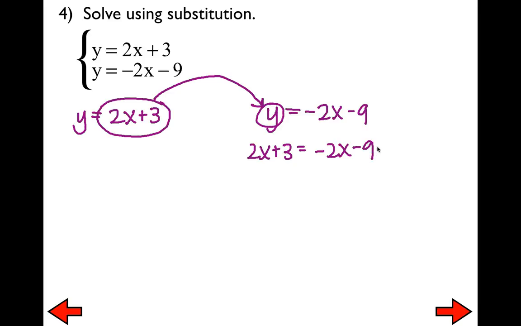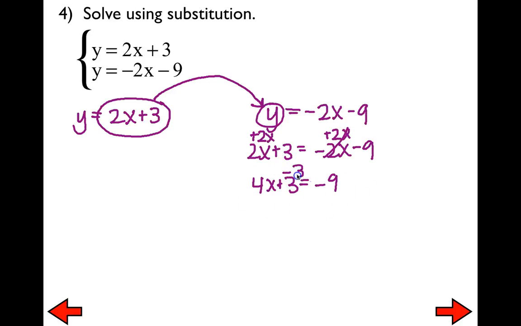At this stage, a lot of students are going to want to move the constants over. It's not wrong. However, to get you in the habit of it, it's actually better for you to move the variables first, because then it's going to look like something that you're used to seeing. So by moving the variable over, I do prefer to move it to the left, my preference. We're going to be left with 4x plus 3 equals negative 9. So now it looks familiar.